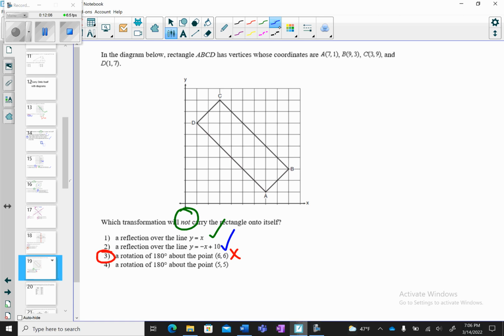Let's do the last one just in case. A rotation of 180 degrees about the point (5, 5). So let's find (5, 5). 1, 2, 3, 4, 5. 1, 2, 3, 4, 5. That looks like it's in the center of the rectangle. So if I rotate that 180 degrees because it's in the middle, it's going to be in the exact same spot. And there you have it. Those are questions about carrying onto itself with diagrams.